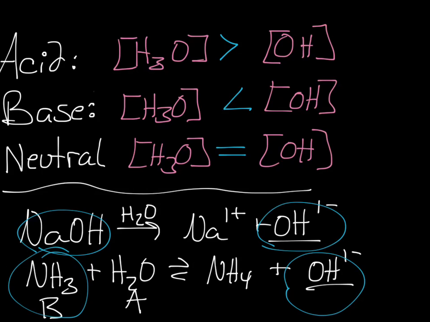Okay? So to identify whether something's acidic, basic, or neutral, just looking at the H3Os, you know that an acid is going to have a greater amount of H3Os than OH. A base is going to have a lesser amount. You could also think about it this way: increasing H3O is going to make something more acidic. Decreasing H3O is going to make something less acidic or more basic.